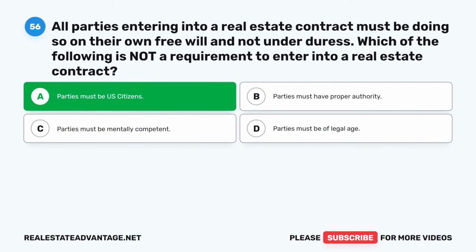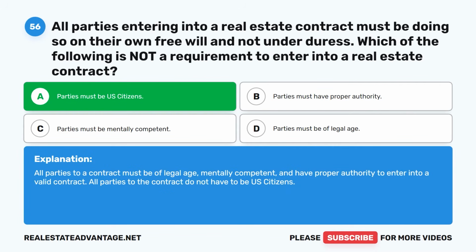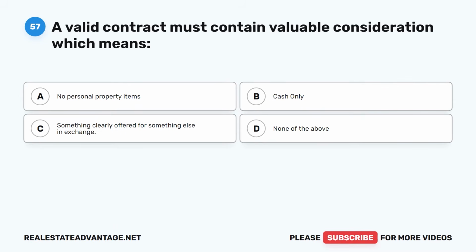Parties must be U.S. citizens. All parties to a contract must be of legal age, mentally competent, and have proper authority to enter into a valid contract. All parties to the contract do not have to be U.S. citizens.